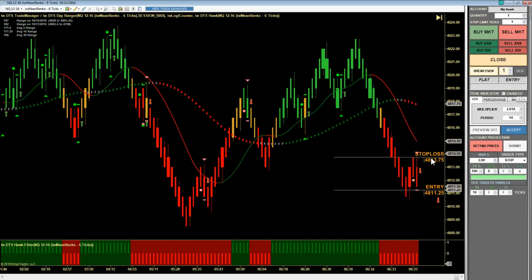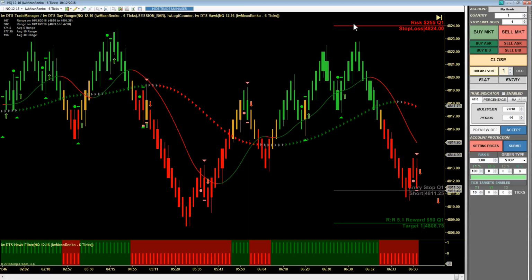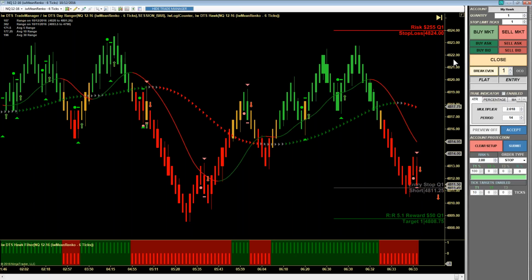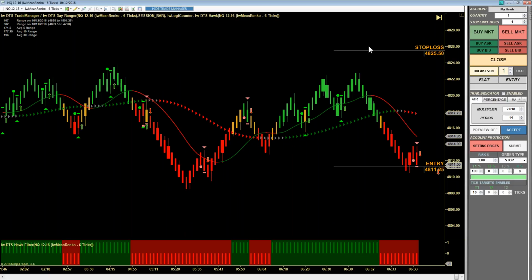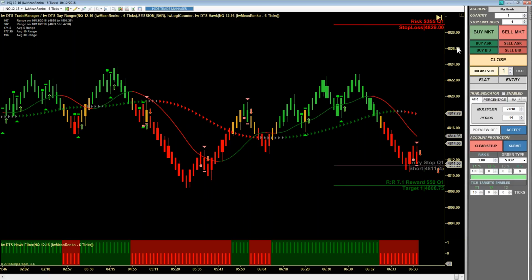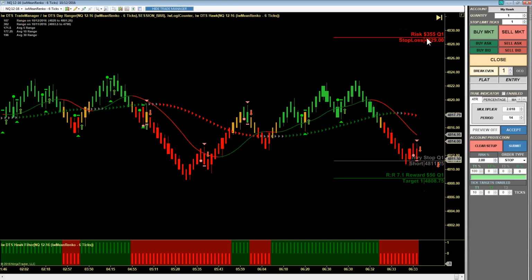Okay, so if I put my stops tight, I've got $400 at risk. If I place my stops a little bit further away, oh, look, I've still got about $400 at risk. If I place my stops really, really far away, oh, we've got a little bit of a rounding thing going on here. Okay, we'll put them up here. I've still got about $400 at risk. So the trade manager always keeps my risk the same.